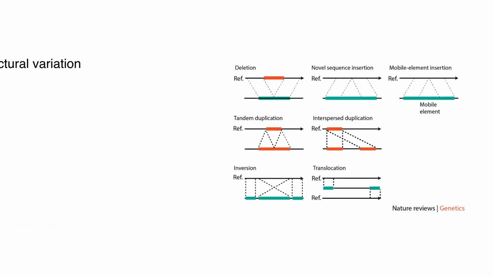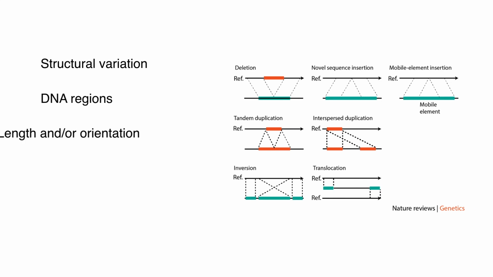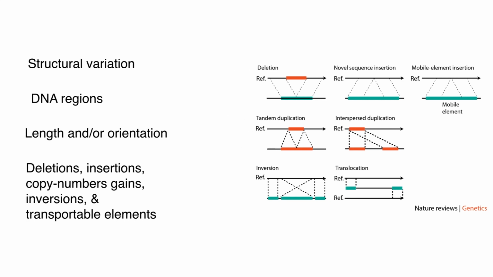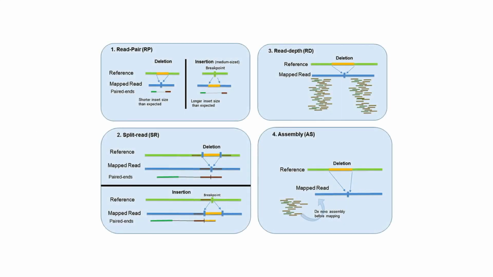Structural variation is variation of structure of DNA regions affecting DNA sequence length and/or orientation. It generally occurs as deletions, insertions, copy number gains, inversions, and transposable elements. How do we identify structural variation? There are four main methods for detecting CNVs in next-generation sequencing data.